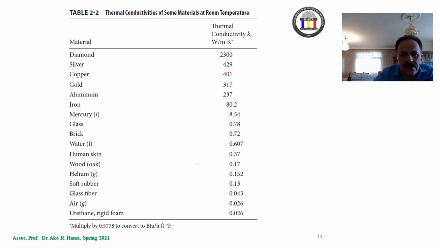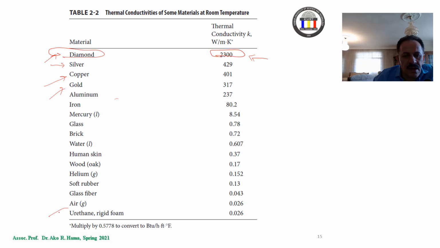Now look at this. These are the conductivity values of the materials that we have. Look at the diamond: it is the material with a very high conductivity value. It means it is very helpful for conducting energy, the heat transfer. After that we have silver, and then copper and gold.